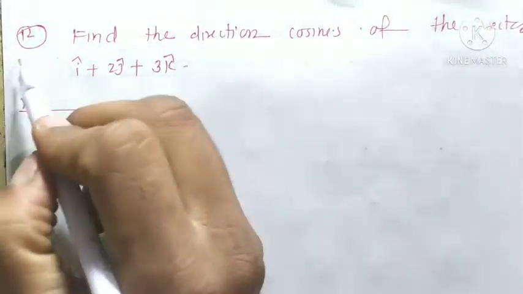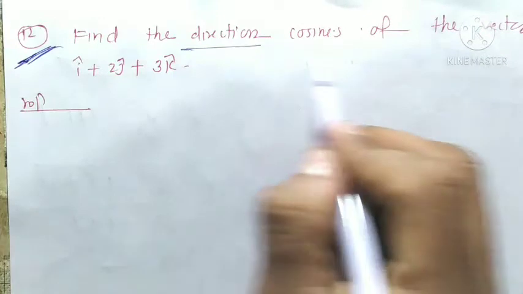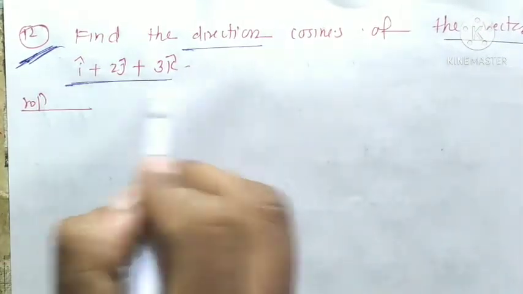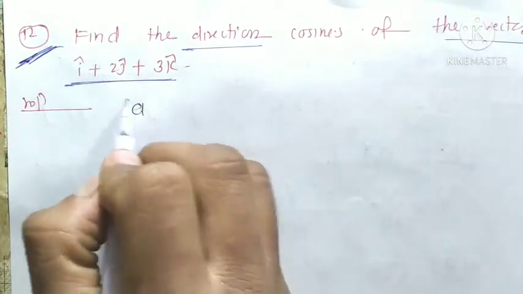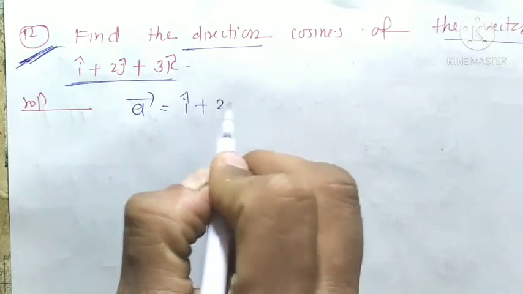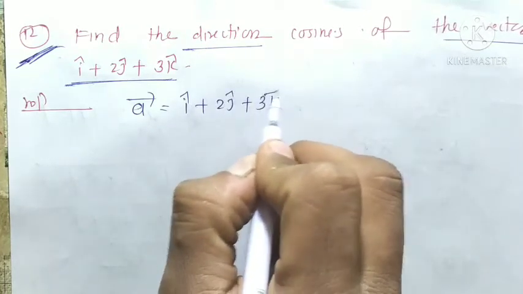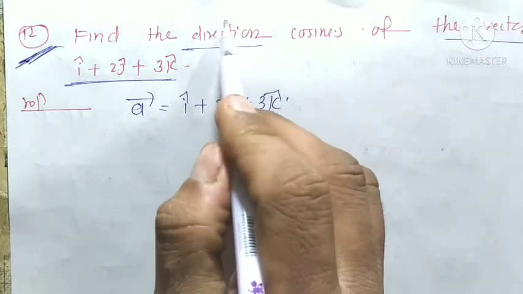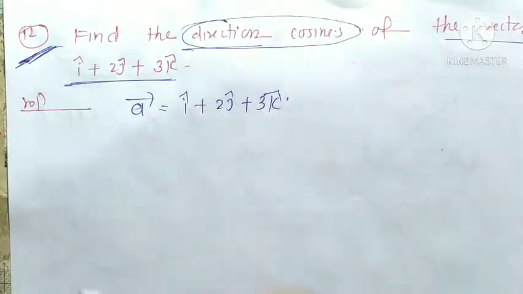Our next problem is question number 12. Find the direction cosines of the vector. We name this vector a, i plus 2j plus 3k. Now we have to find the direction cosines of this vector.